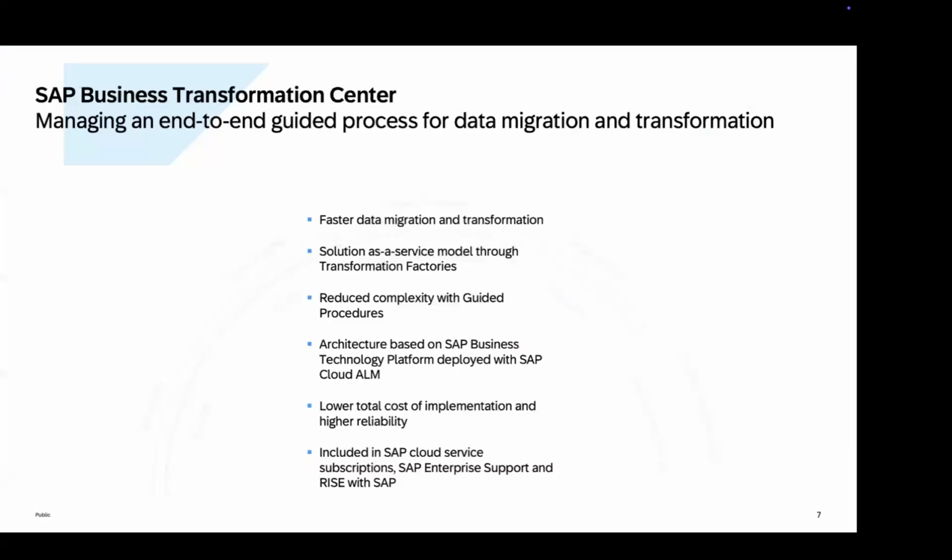So to conclude, SAP Business Transformation Center offers faster data migration and transformation capabilities because we standardized a lot of the functionalities, a lot of the migration content and the process as such. We are promoting SAP Business Transformation Center as a solution, as a service model through transformation factories. So we are collaborating with partners, we are collaborating with the Selective Data Transition Engagement partner community that is gathered today. And the architecture is based on Business Technology Platform, and we are deploying with SAP Cloud ALM.